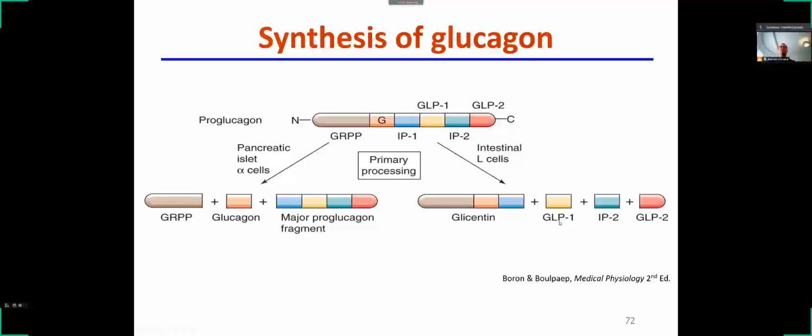You don't need to know any of the others. I just would like you to focus on pancreatic islet alpha cells and glucagon and understand that it's the same gene as GLP-1, which is produced in the intestinal L cells.